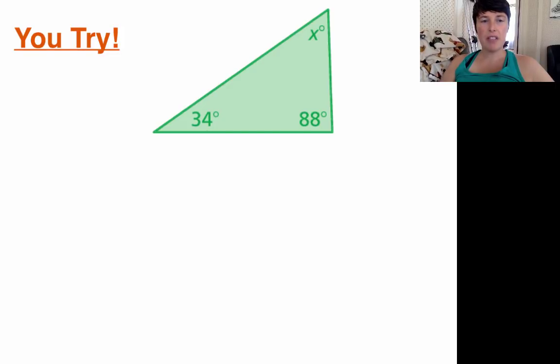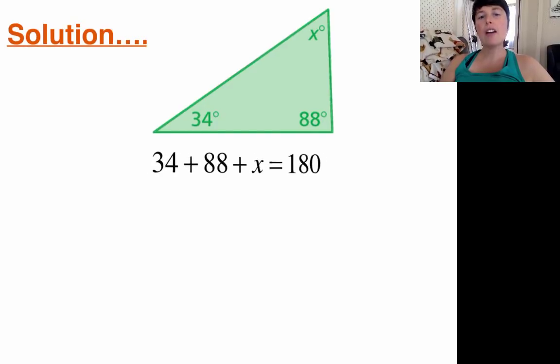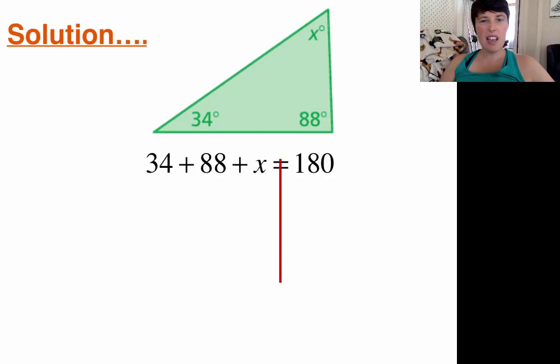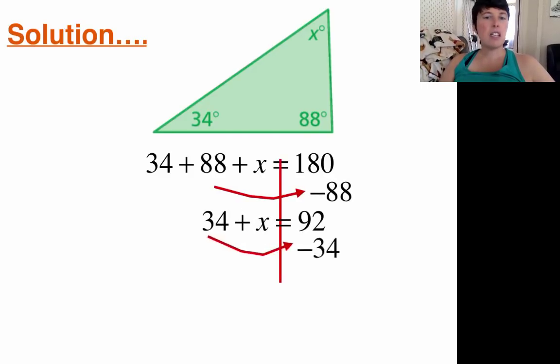Okay, you're unpausing the video. Hopefully you're able to kind of fly through this. You know the solution is to add all three angles together. So the 34 plus the 88 plus the x has to equal 180 degrees, and then you just got to get x by itself. So I'm going to take 88 away, then I'm going to take 34 away, and x is equal to 58. So our solution is it is 58 degrees.